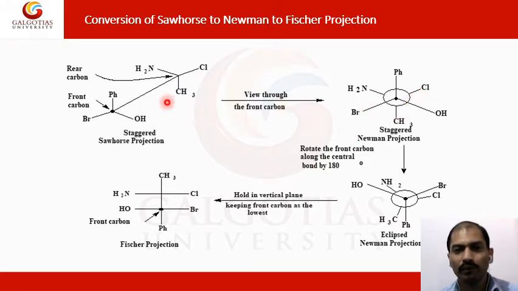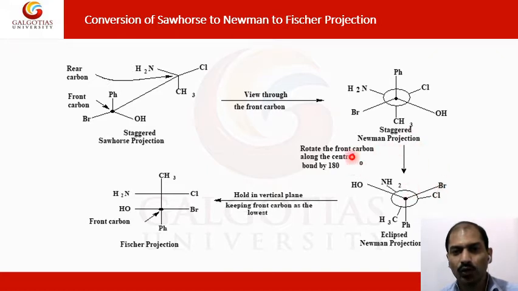So by putting these in, from here you see there is a methyl group, phenyl group. So this phenyl group is represented here, bromine and OH. So similarly, this is being put this way. And once you bring it like this, this is a staggered Newman projection.